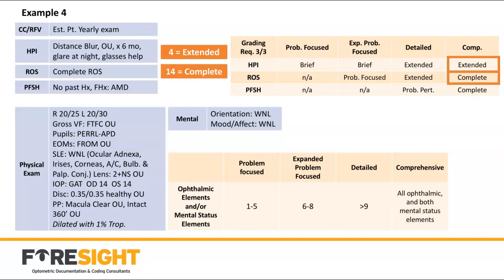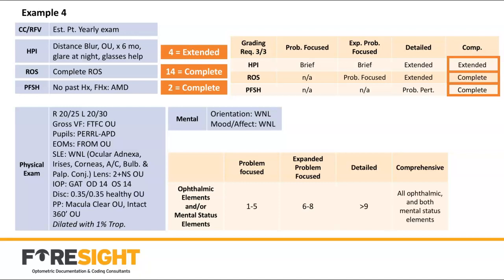We have a complete review of systems. So let's say we did the entire ROS because it's been over a year since we saw them. And we did past, family history and social history. That gives us complete.